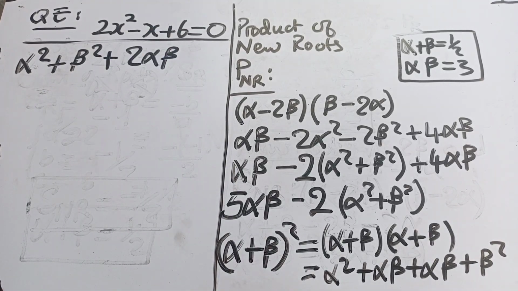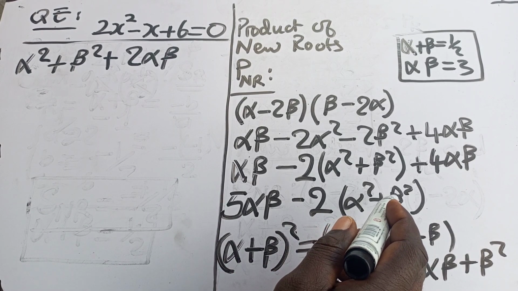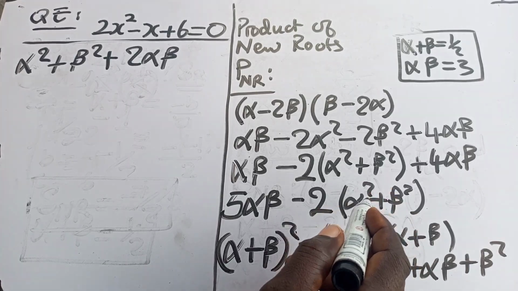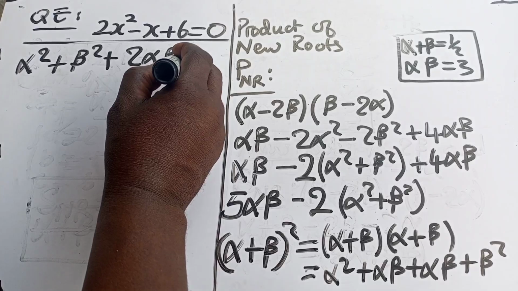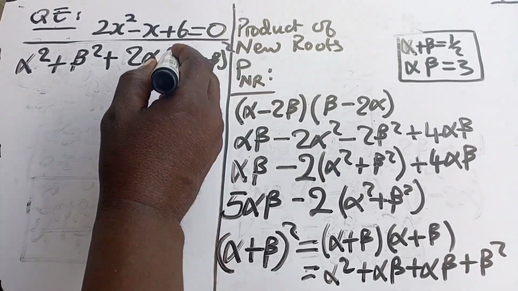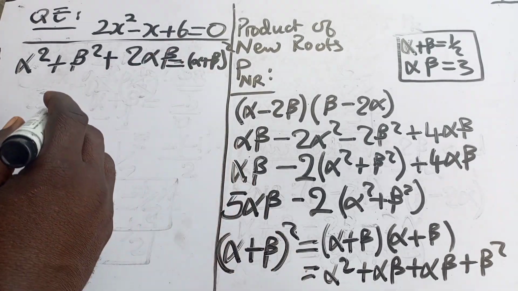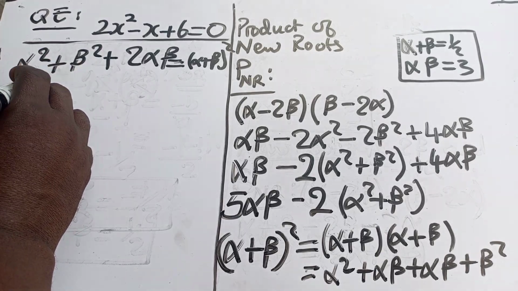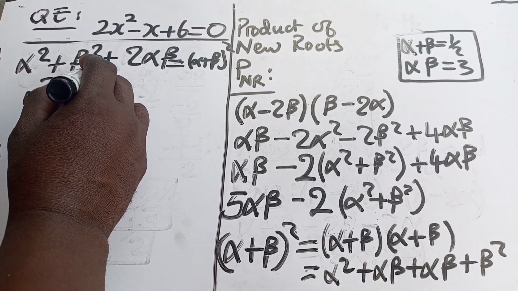Okay, 2 alpha beta. Now, pay attention. We want to look for alpha squared plus beta squared. This alpha squared plus beta squared, look at it here. Remember, all of this is equal to alpha plus beta all squared. Alpha plus beta all squared. This left hand side, it is all of that. But we're interested in this. So what is alpha squared plus beta squared? What is that?